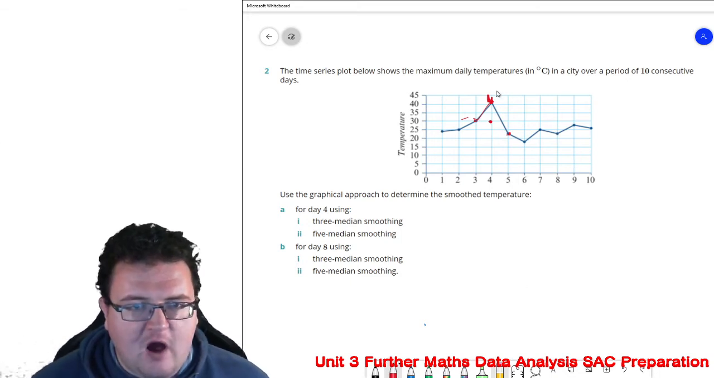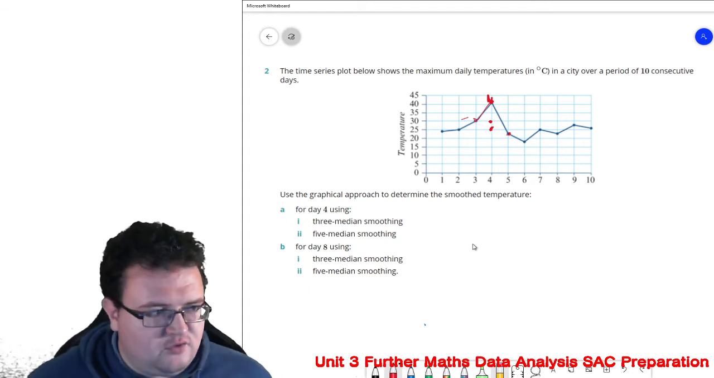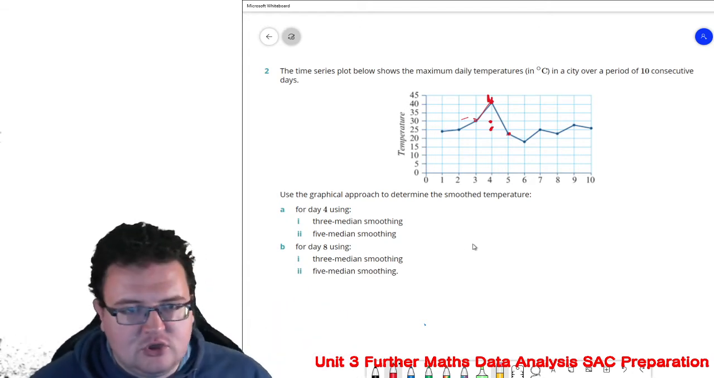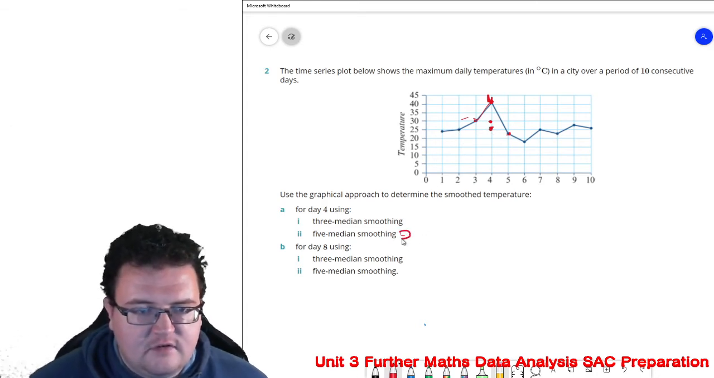Okay, now I need to do a 5-day smooth, or 5-day median smooth. Day 1, day 4, 2 on either side of it, so that I have 5 data points. I've got 2 down here, I've got that one there, so it's going to be there instead. And then that's what you do. You simply just grab the number, translate it across. So that one there is the 5 smooth, that's 25. And then the other one is 30.